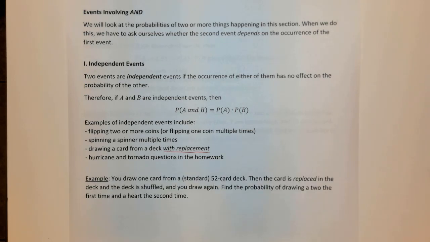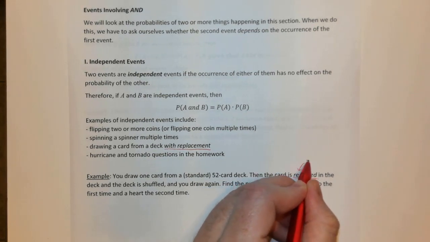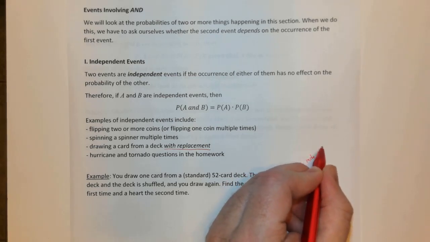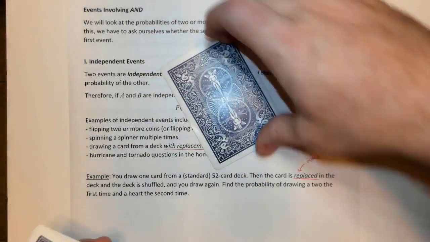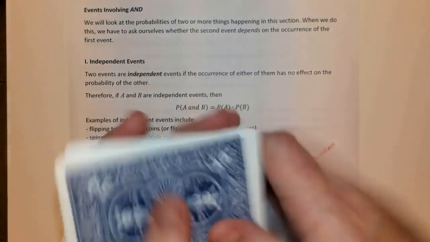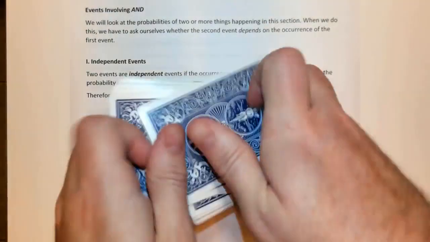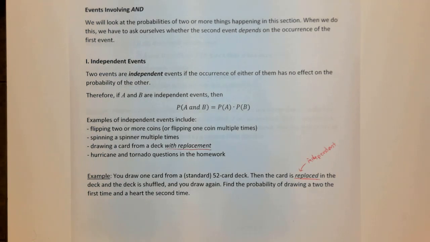So our first example: you draw a card from a standard deck of 52, then the card is replaced. Okay, if it's replacement, that's independent. And then you shuffle it again. So the idea is we're going to draw a card. Okay, there's our card, a 5. We're going to put it back in the deck, shuffle it up, and then we're going to draw another card. Okay, so that's the idea.